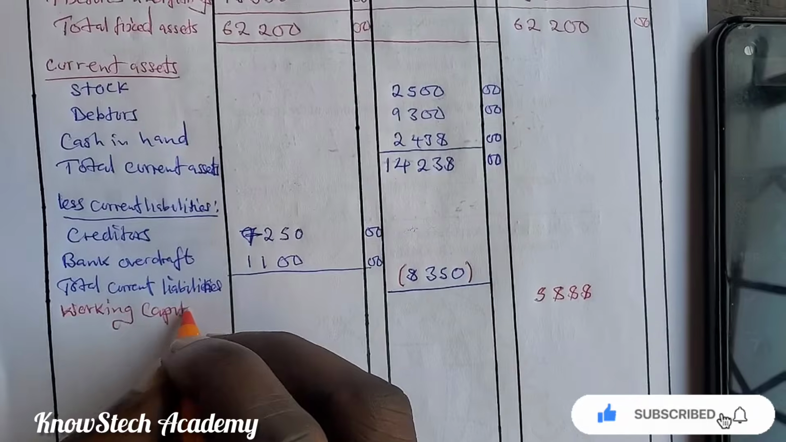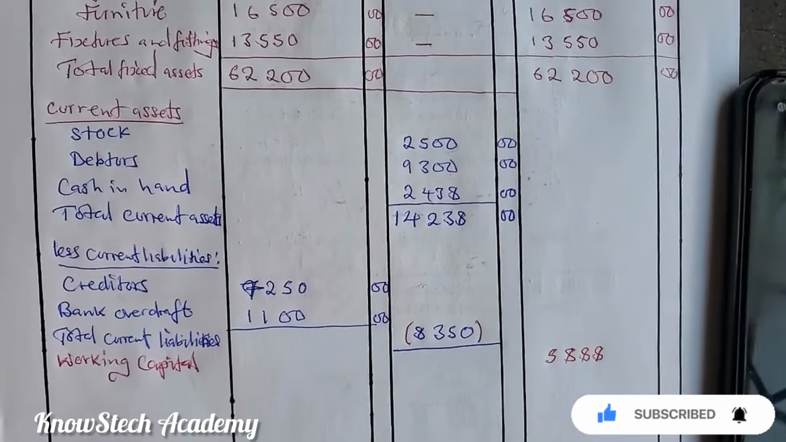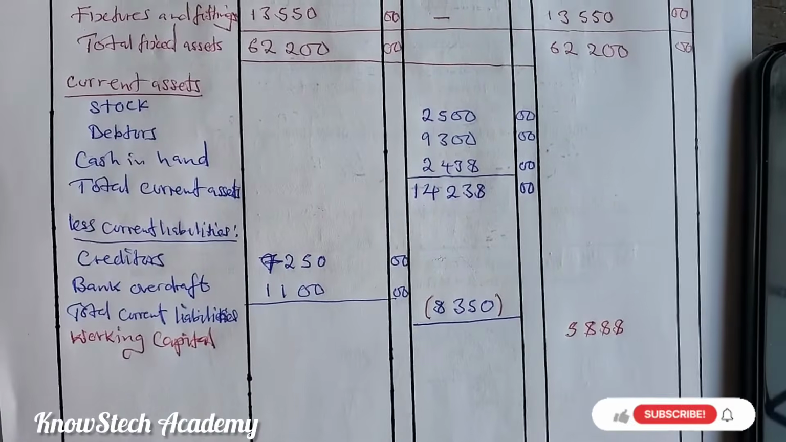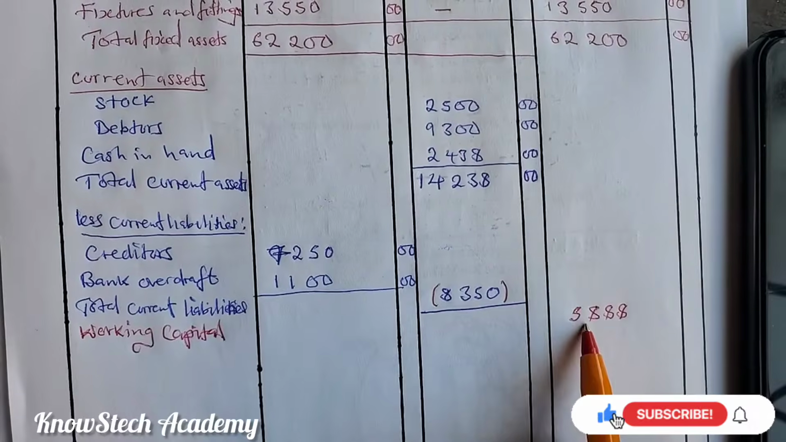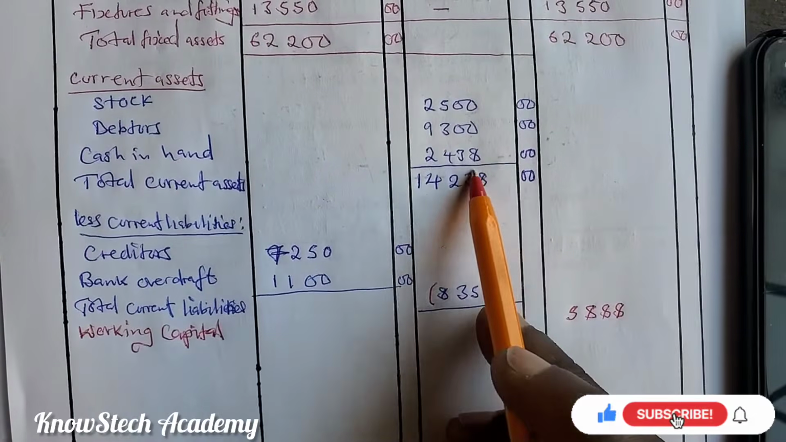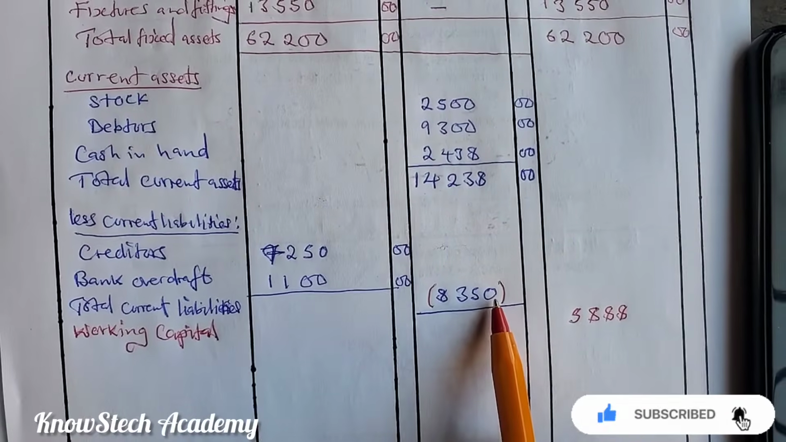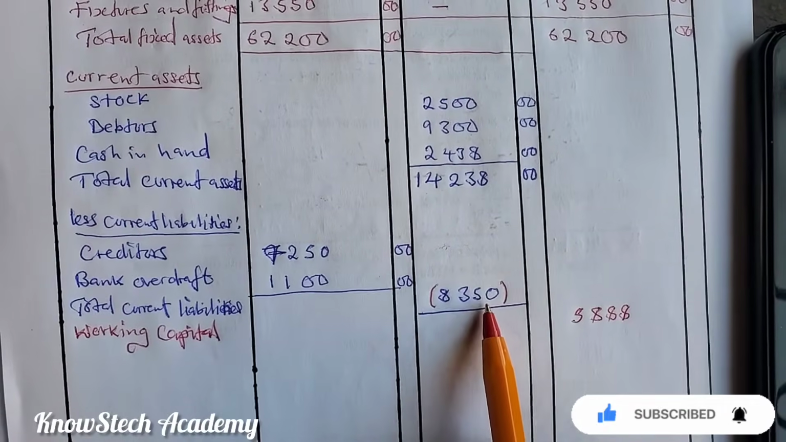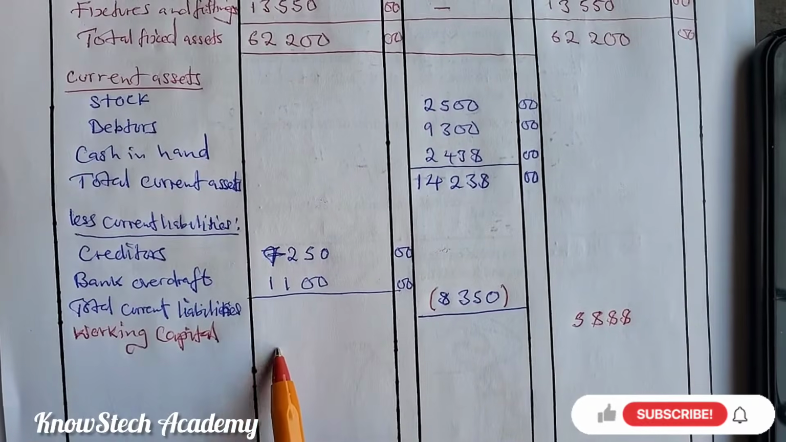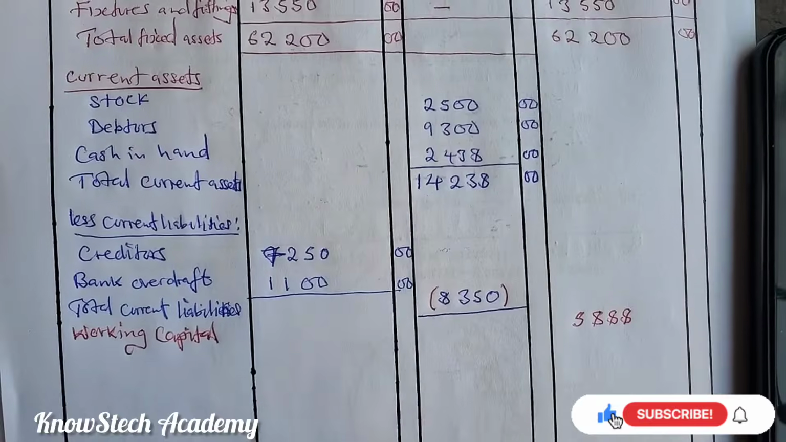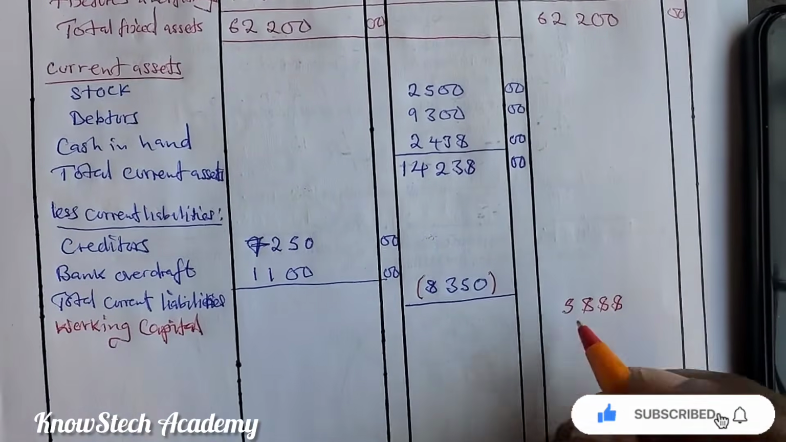Working capital. So when you're asked, what is the working capital? The working capital is the difference between all the current assets and the current liabilities. What is this capital used for? This working capital is used for day-to-day running of the business. Okay, let's move on.